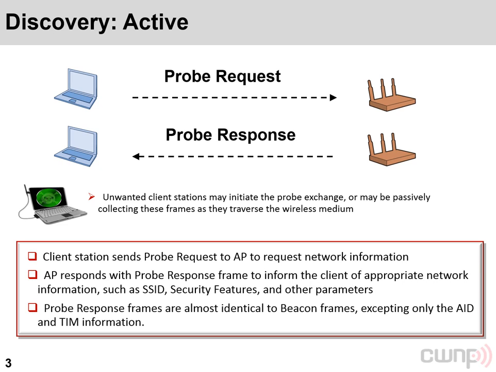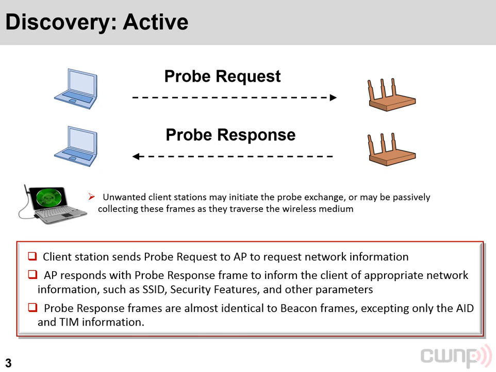So the client station sends the probe request, and the AP responds with a probe response frame. In that probe response frame, not only will it say, yes, I know that SSID, but it will also communicate to the client station the security features it requires, such as WPA or WPA2, and any other parameters like data rates that it supports and things like that. Probe response frames, in fact, are nearly identical to beacon frames, except that the AID and TIM information is not included. So this is active scanning.